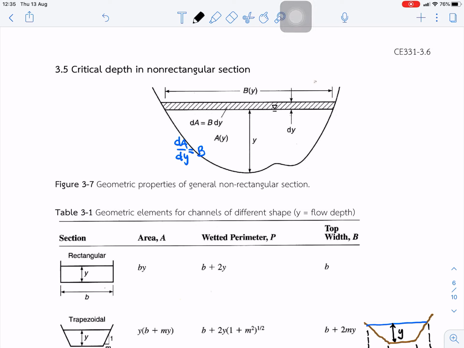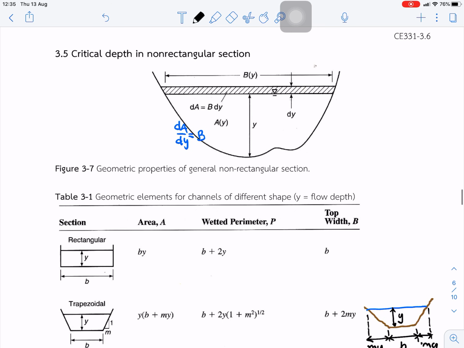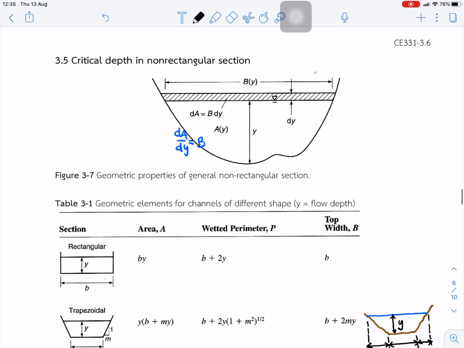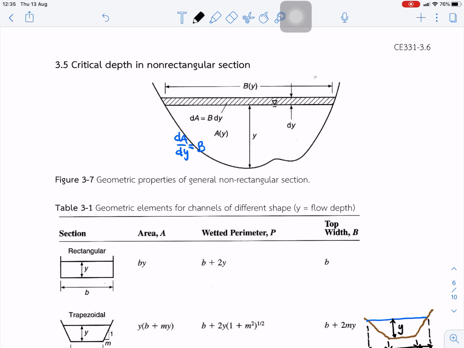Okay, the next topic is the critical depth in a non-rectangular section. From the previous lecture, we focused on the trapezoid and rectangular, but now if we want to apply critical depth for the non-rectangular, how can we find the solution? For example, this one, the irregular channel with a small strip of area dA, equal to B times dy.